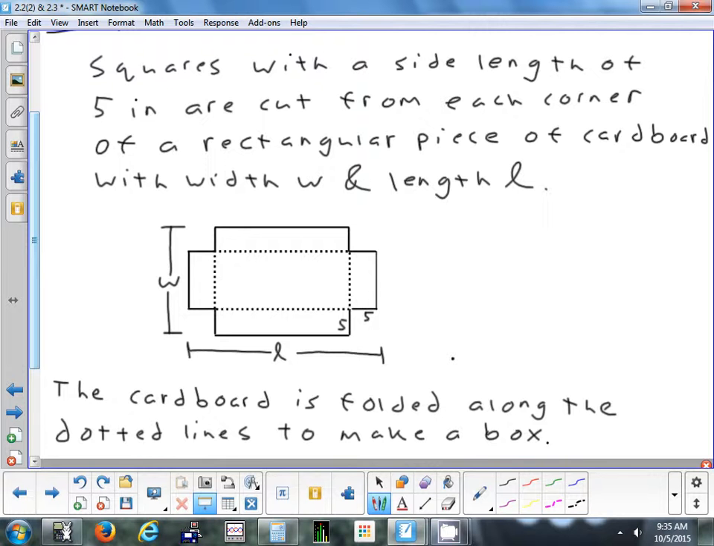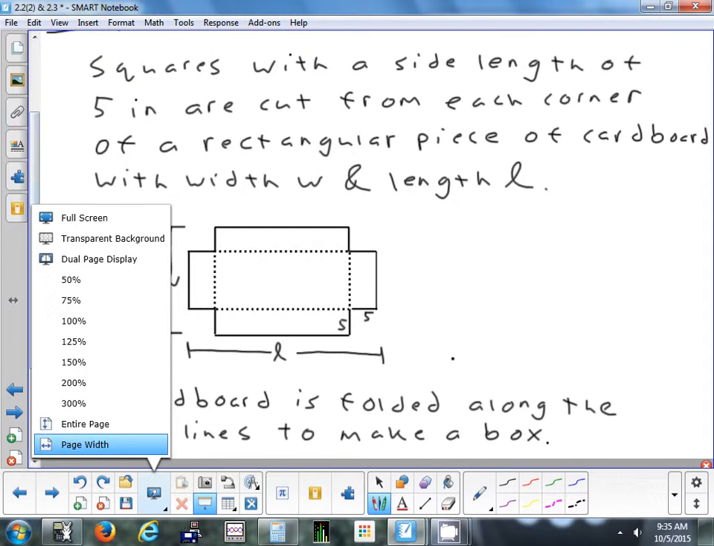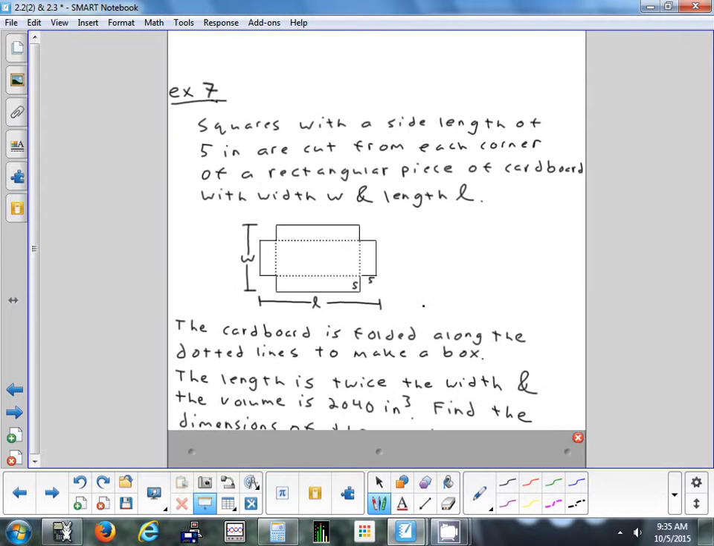Right, so I just said that. We're going to fold along the dotted line to make a box. And the other thing I need to tell you to be able to solve it is how much stuff this box can hold. Well, it can hold 2,040 cubic inches. That's the volume of it.